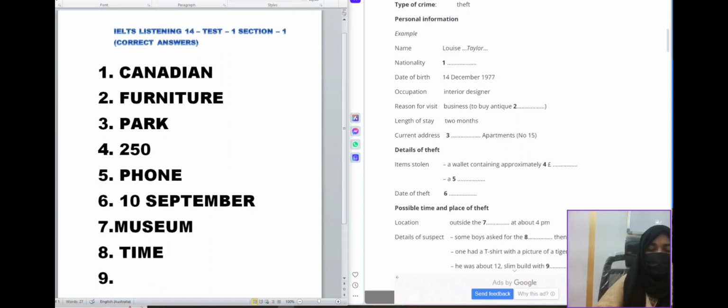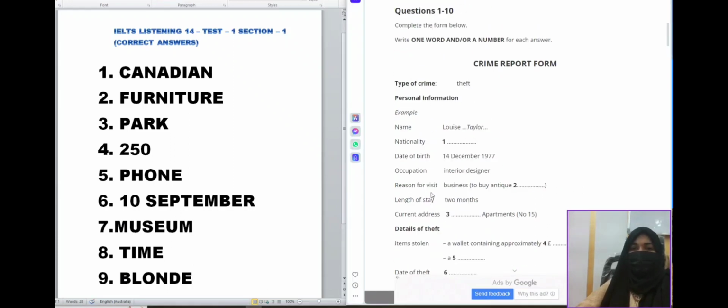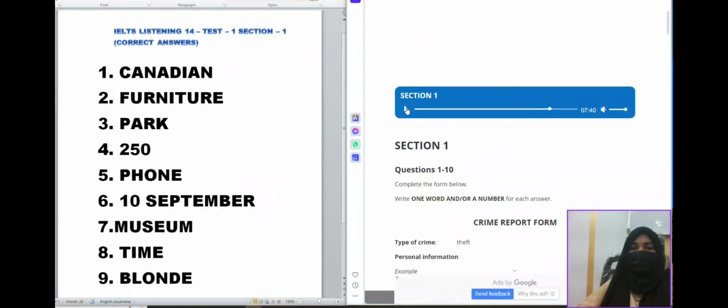The others had dark hair, but the boy was blonde. So our answer for this question is blonde. Blonde, okay? So we got our answer now.